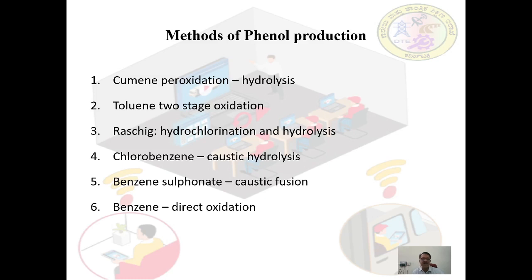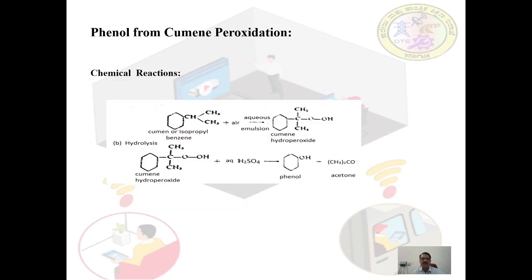So first we will discuss the first 3: cumene peroxidation hydrolysis, toluene 2-stage oxidation, and hydrochlorination and hydrolysis, that is the Raschig process. These 3 processes we will discuss in this session. First, phenol from cumene peroxidation.